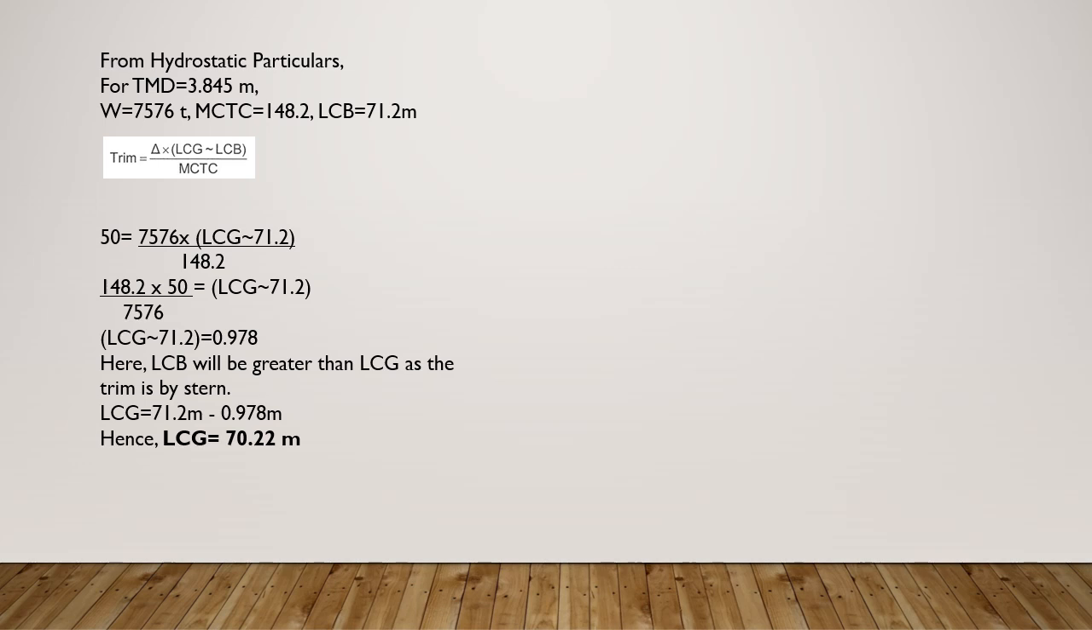After solving this equation, you will get the LCG is equal to 70.22 meter. So here, what you need to keep in mind is that in this case, the LCB will be greater than LCG because the trim is by stern. Let's say if the trim is by forward, then LCG will be greater than LCB. So this you should not forget. So hence here we got the LCG is equal to 70.22 meter.